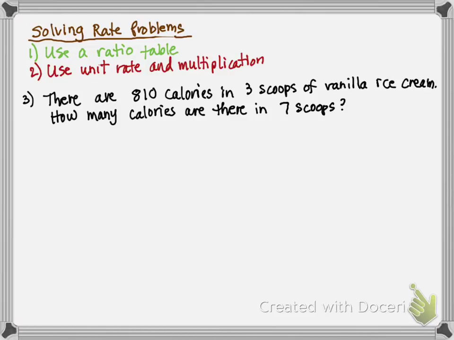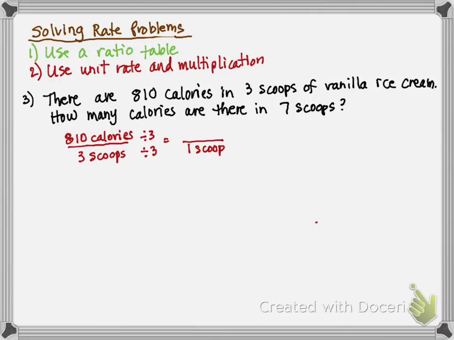So let's start with what we have. This one I want to use the unit rate and multiplication. So I have 810 calories in 3 scoops. So what I'm going to do to get a unit rate, remember, is to get 1 in the denominator. So I'm going to divide top and bottom by the denominator. Okay, that gives me, let's see, 1 scoop in the denominator.